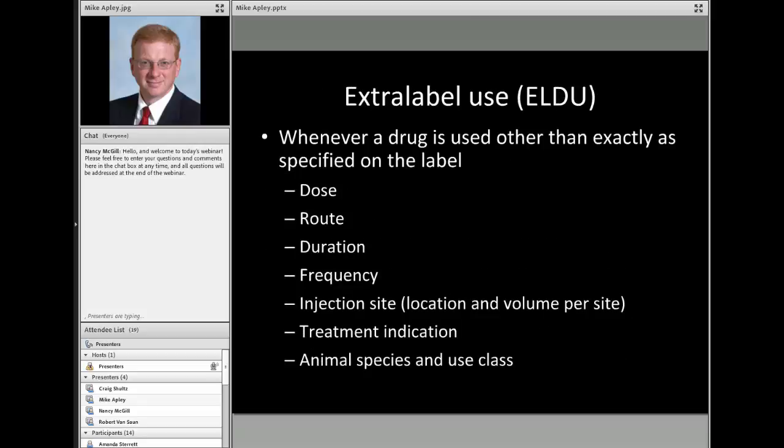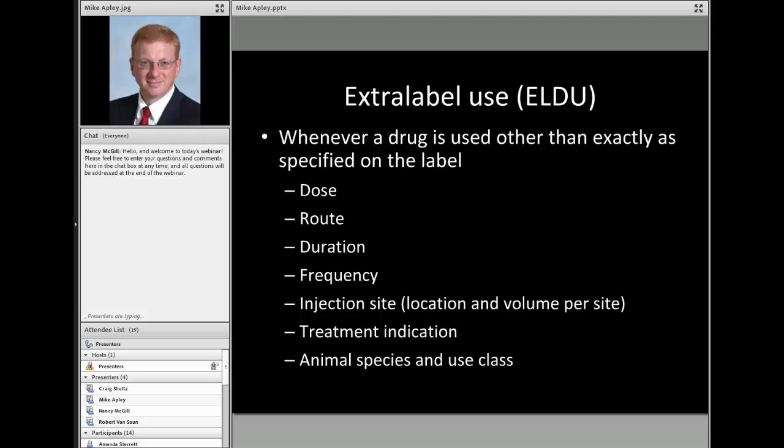So what do I mean by extra label use? This is whenever a drug is used other than exactly as specified on the label. So this includes how much you give them, the route you administer it, how long you administer it, how often you administer it, the injection site volume, and then the treatment indication and the animal species and use class.